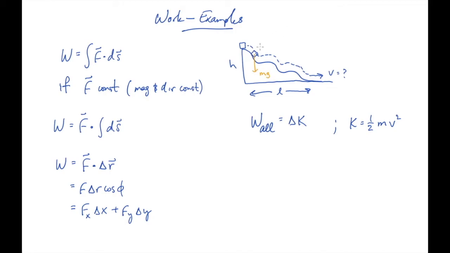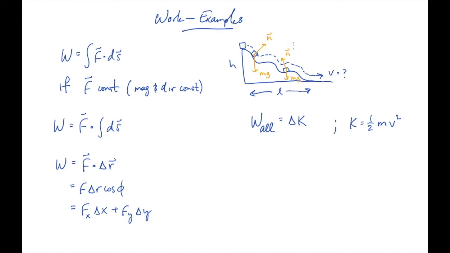And the other force is the normal force, which is perpendicular to the surface. So it's going to go this way. Now suppose we look at this again a little while later when the box is right here. The weight is still straight down, mg. And the normal force is perpendicular to the track. Now it's going this way.